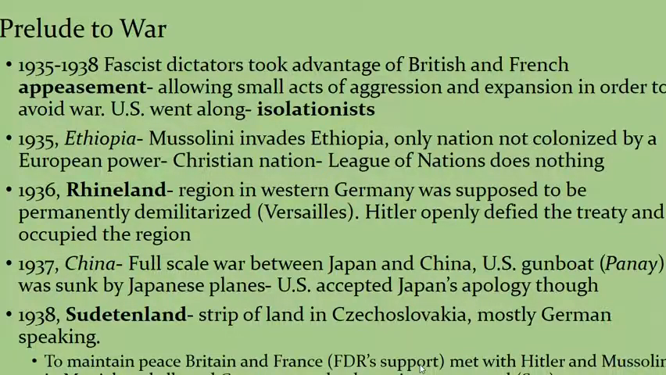Italy invades Ethiopia. That's the number one thing that happens that kind of kicks all of this off. But really, what we're worried about for the most part is Germany. So in 1936, they invade the Rhineland. It's part of Western Germany. It's supposed to be demilitarized after Versailles. And he openly defies that and occupies the region. And Britain and France, the League of Nations, they don't do anything. They're like, oh, please don't do that, right?